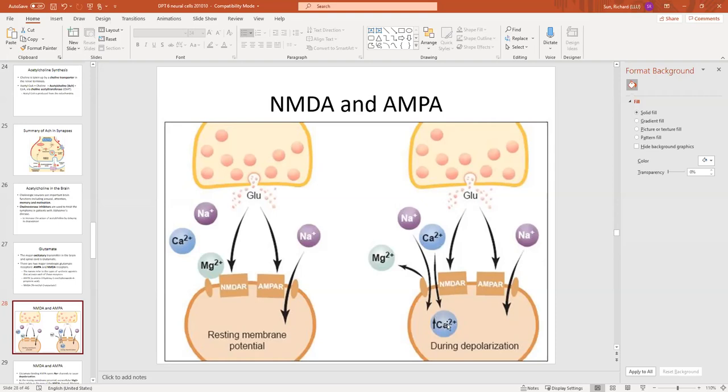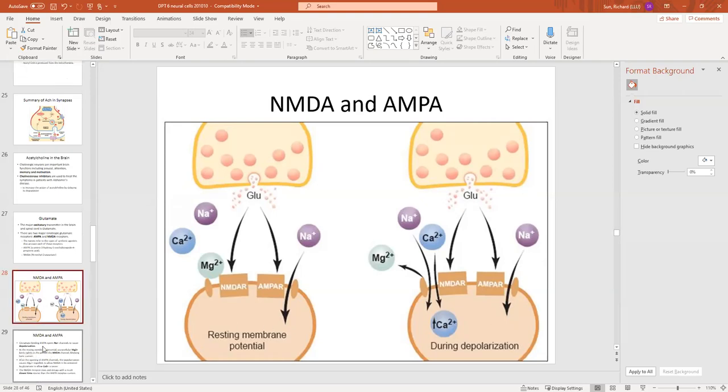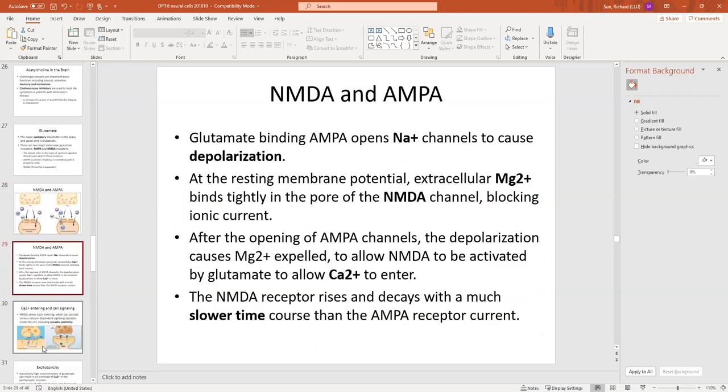And both sodium and calcium are positive. So these two will both cause the excitatory effect, cause the depolarization. So that's that. So we need both. So we know that both have effects.